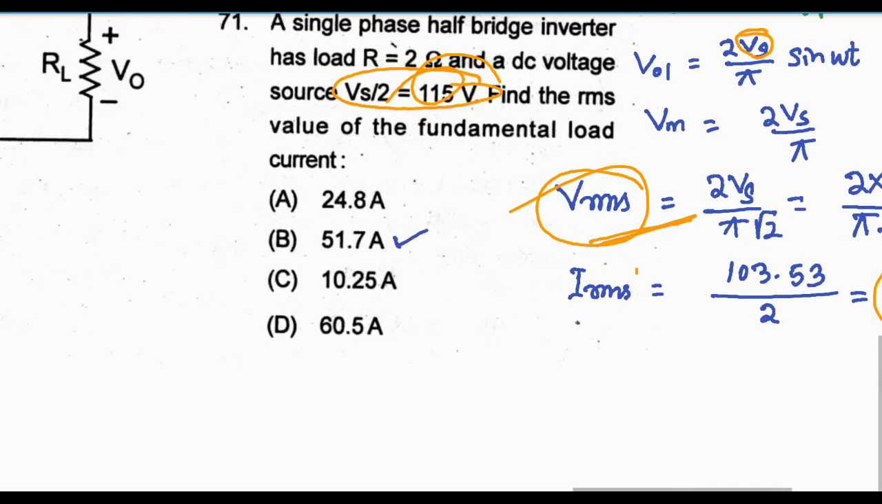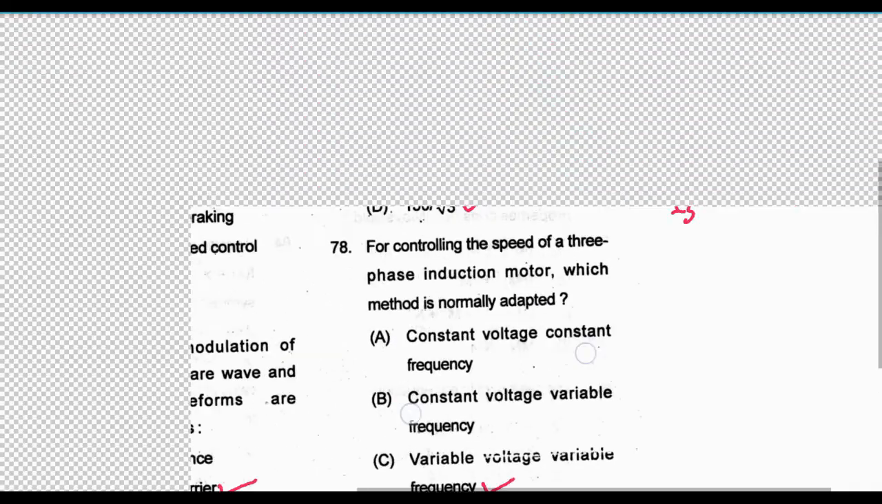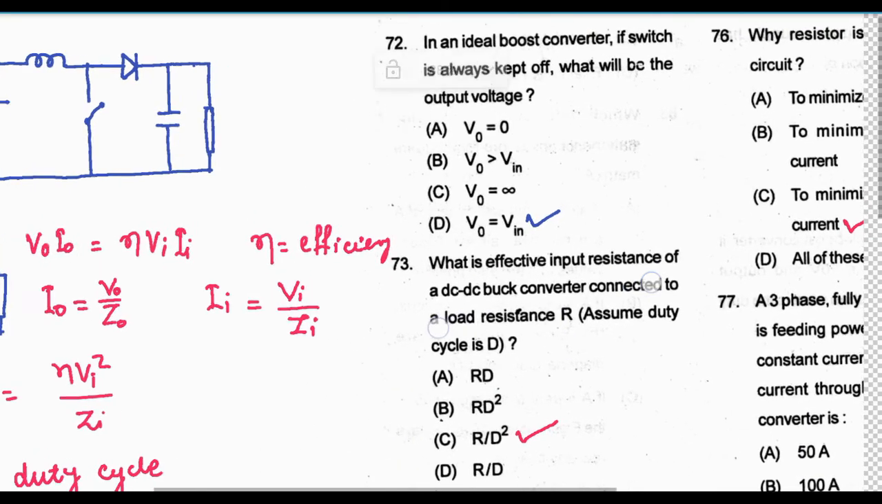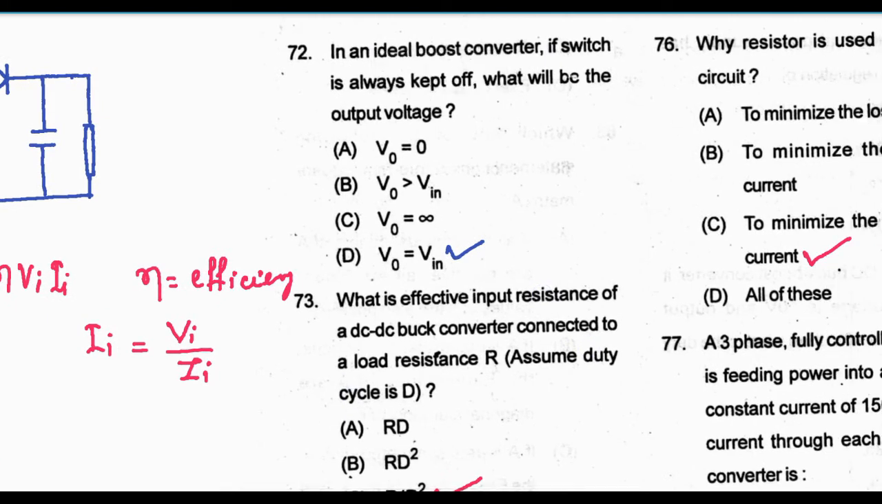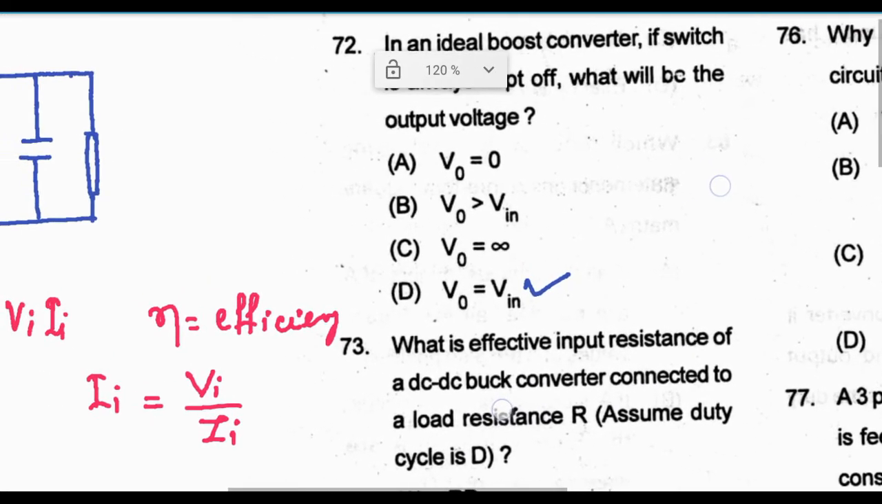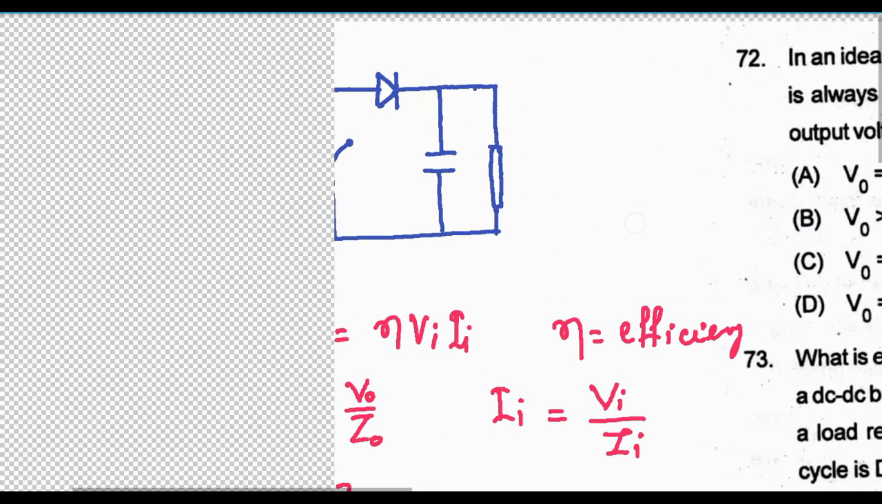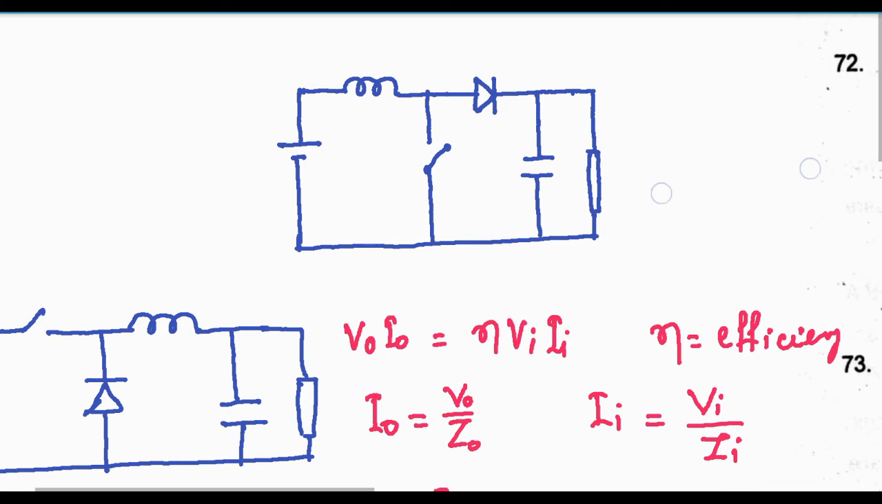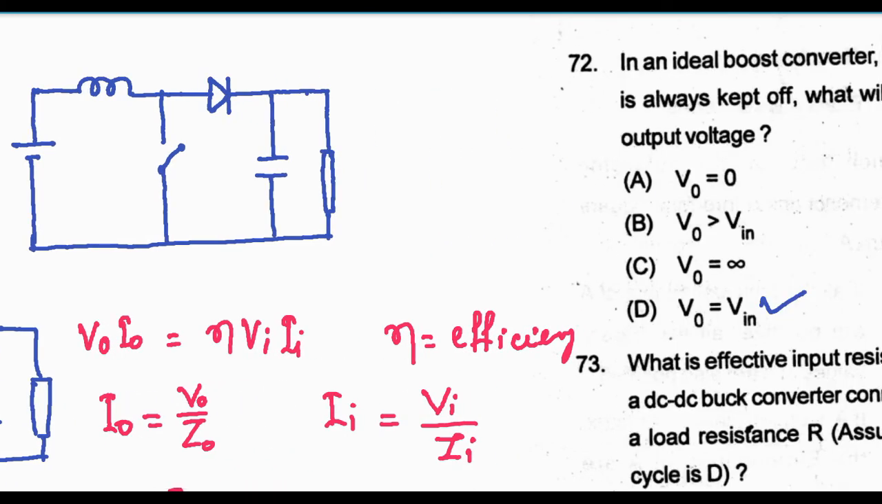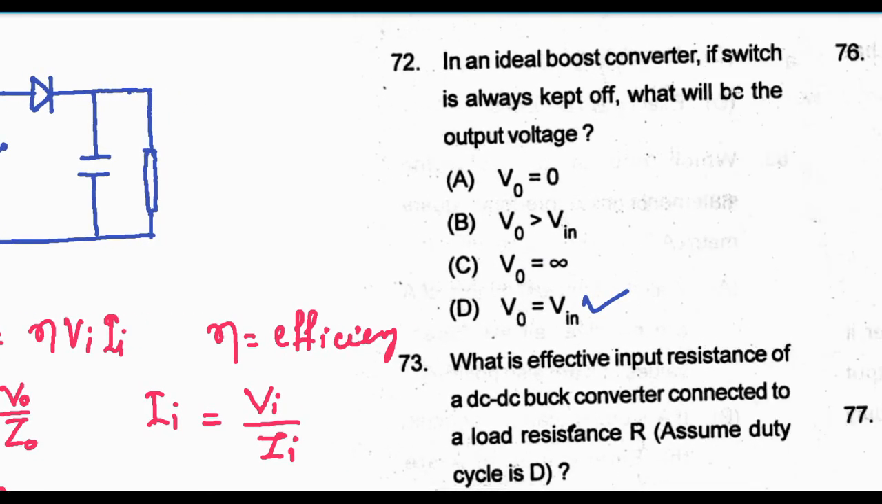Next question, question number 72. In an ideal boost converter, if switch is always kept off, what will be the output voltage? So in ideal boost converter, switch is kept always off. So here is the boost converter. What will be the output voltage?